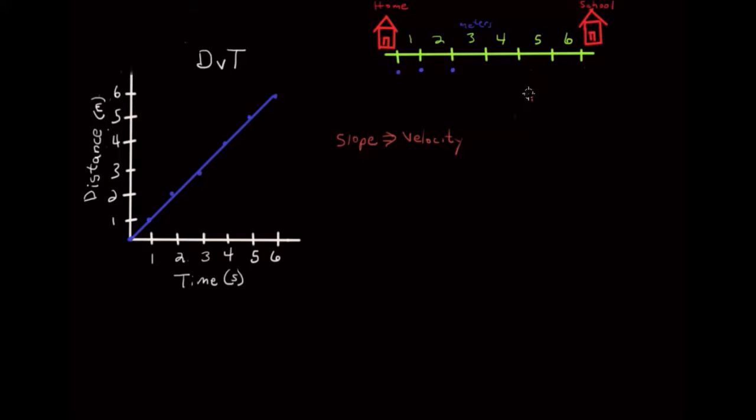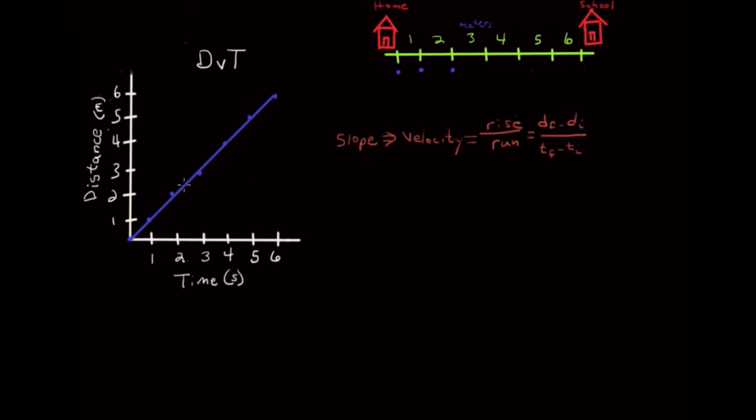Okay, so slope is velocity. And what I mean by that is slope is rise over run, correct? So that means we take the final distance, distance final minus distance initial, over the final time minus the initial time.